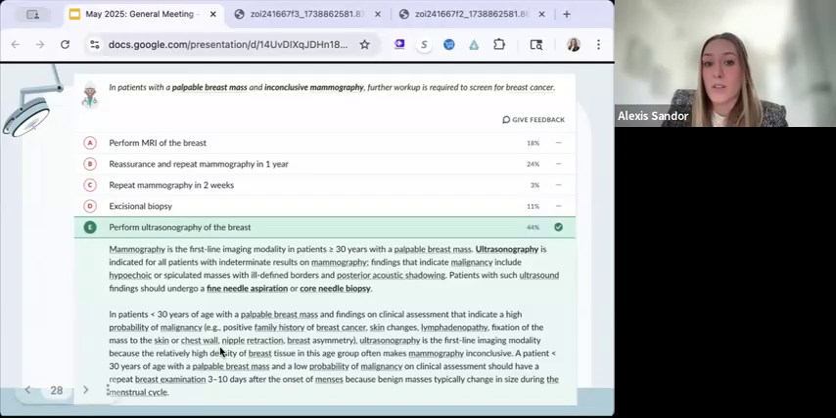So patients under 30 years old with a palpable breast mass and low probability of malignancy on clinical assessment can just have repeat breast exams 3 to 5 days after the onset of menses, because benign masses typically change in size during menstrual periods. So that's also something that's really important to keep in mind.